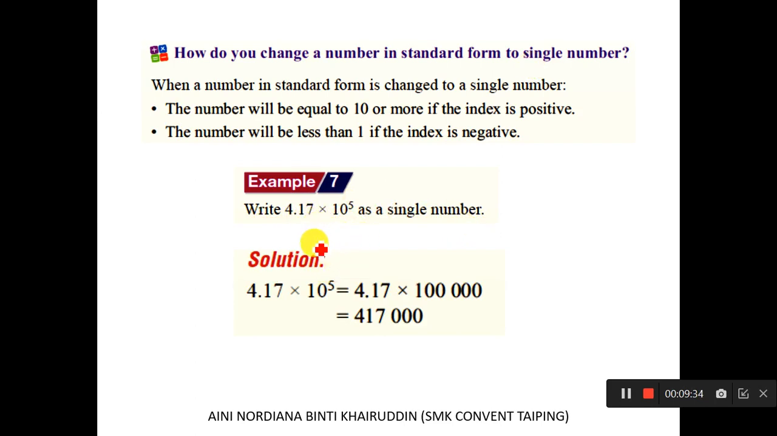So here is the solution. Okay, I'll show you the simple way. So this is the question. This is a positive index, so you move the decimal point to the right 5 times. 1, 2, 3, 4, 5. So the empty spaces here, you just put 0. So the answer will be 417,000. Alright, okay. So no need to do this step. Straight away from this, get the answer.